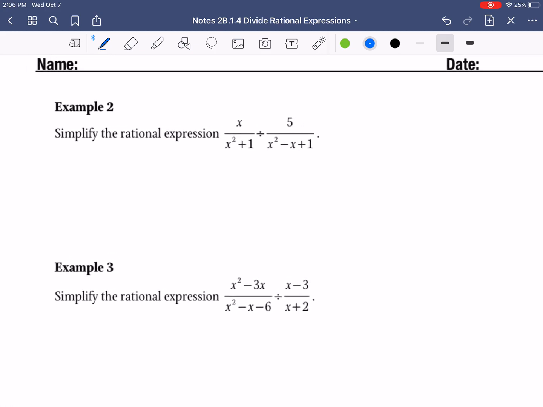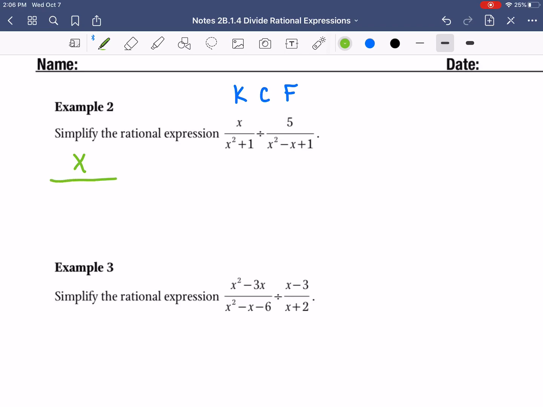All right, so for example number 2, our problem is a division problem. So you keep, change, flip. You keep the first one the same, you change it to multiplication, and you flip the second one, right? Multiply by the reciprocal of the divisor. I'm just going to kind of factor as I go. So the first one has an x on top. Can't factor or simplify that at all, so it's just x.